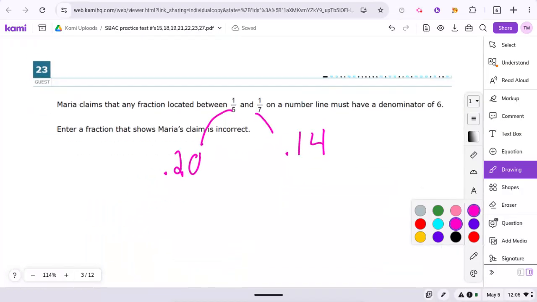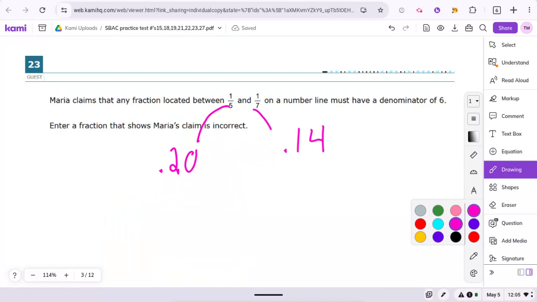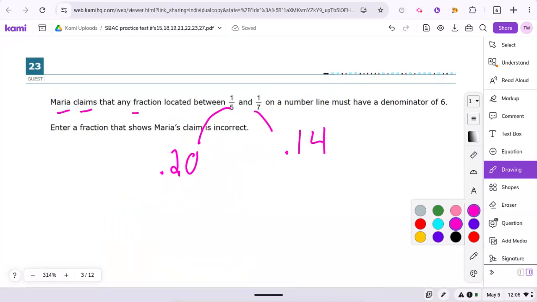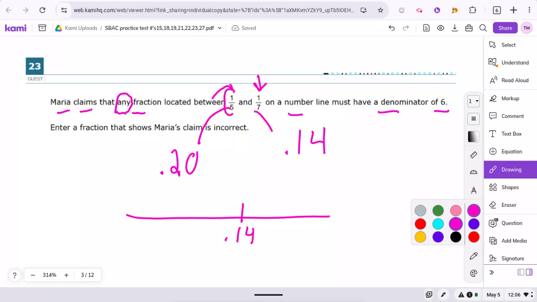Okay, for the next one, number 23, it says that somebody claims that any fraction located between 1/5 and 1/6 on a number line must have a denominator of 6. So first thing I did is I thought of these two fractions as decimals. So I just divided 1 by 7, and I got 0.14, and I divided 1 by 5 and got 0.20.